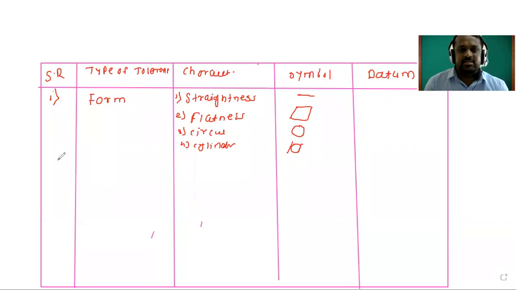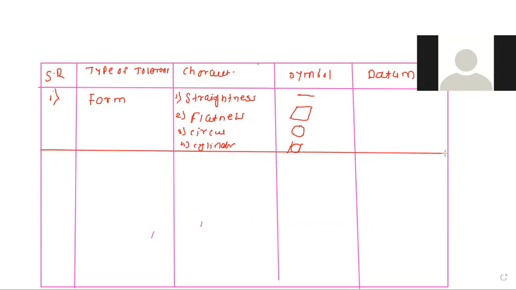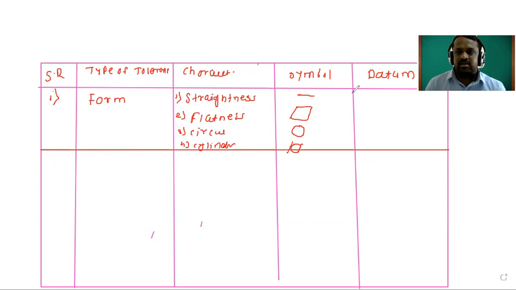So this is the first type. Tell me, is a datum required here? No datum is required. Here datum is not required, because it is an individual feature.